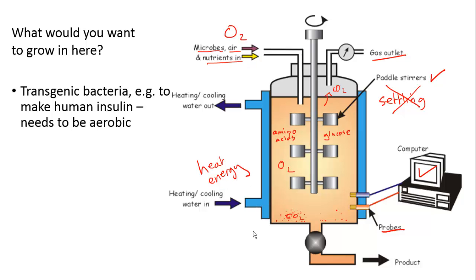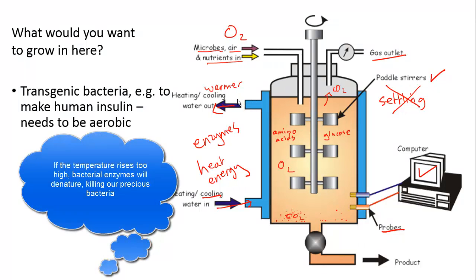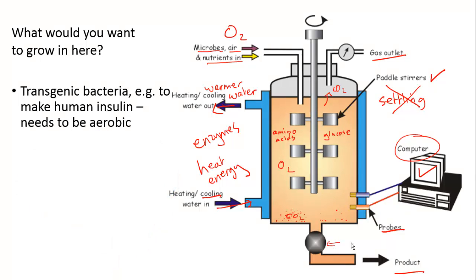Now, we want the fermenter to be at a reasonable temperature in order for the bacterial enzymes to be working at their optimum temperature. But we don't want it to get too hot, and therefore typically actually we have cooling water going in. This is a cooling jacket here, and it will come out slightly warmer. It will be taking heat energy away, and so therefore it will cool the fermenter, keeping it at an optimum temperature, again as controlled by the computer. We want a tap for the product, and then you'll need to purify your product later on in downstream processing.